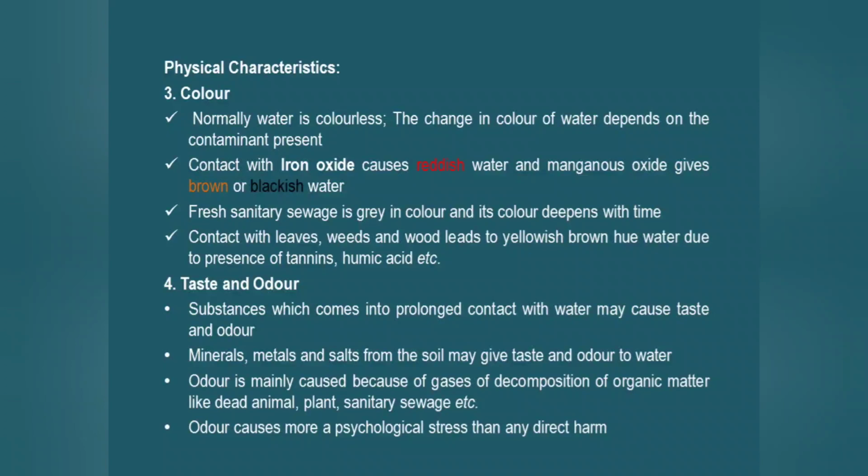And the next factor is taste and odor. Substances which come into prolonged contact with the water may cause taste and odor. The taste and odor of the wastewater thus depend on the substances in contact with this water. Minerals, metals, and salts from soil may give taste and odor to water, and odor is mainly caused by gases of decomposition of organic material from dead animals, plants, and sanitary sewage, etc.